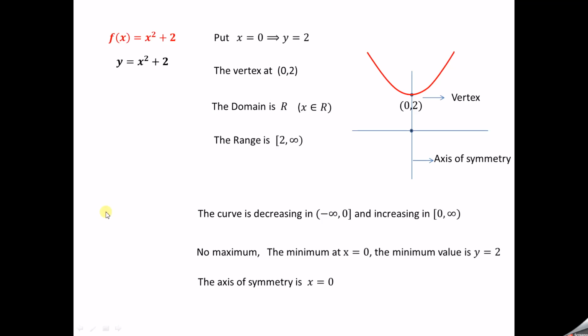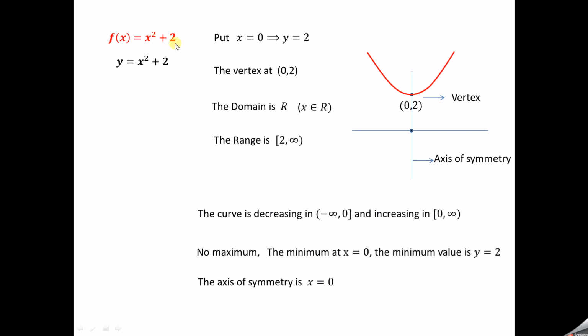Let us go to the other example. As I told, this example f(x) is equal to x square plus 2 has an x square term and a constant term. In the previous example we saw only the x square term, where the vertex passes through the origin 0, 0. But here in this example, the quadratic function has an x square term and a constant term. Therefore, the vertex is on the y-axis.